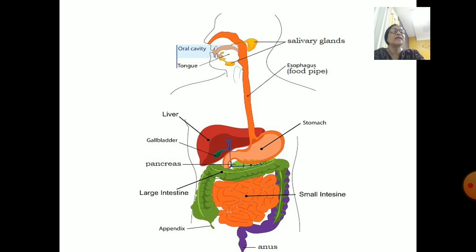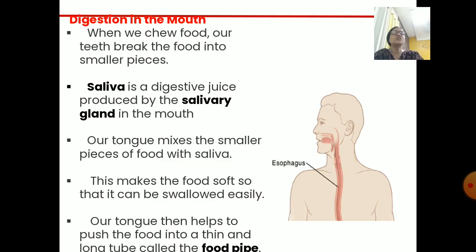Now let us see how this process takes place. First of all, digestion in the mouth. What happens when first of all we take a bite and chew our food? When we chew our food, our teeth break the food into simple pieces. You know, right? We must chew our food nicely. So when we chew our food, the saliva which is there in our mouth mixes up with the food, and also our tongue helps to mix the food with the saliva.